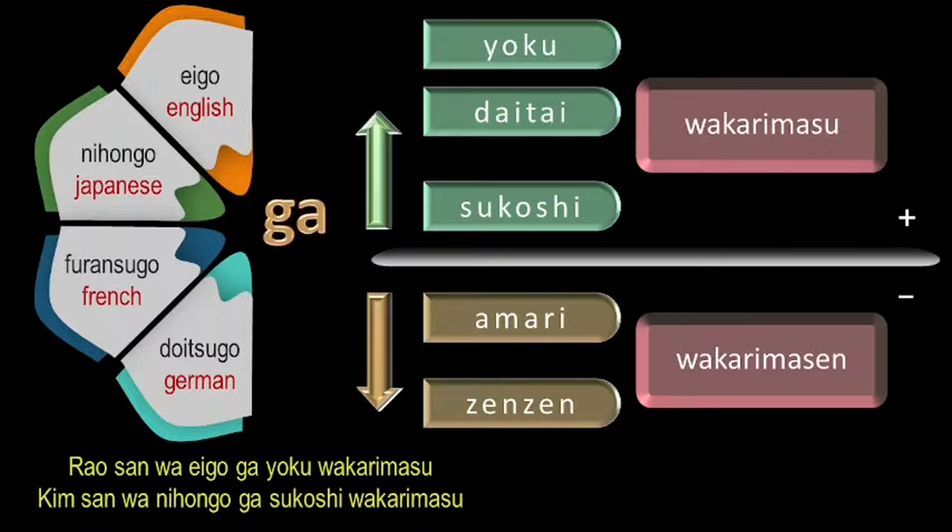Let me give you another example. To say Mr. Aoki doesn't understand French so much, we will use amari, which means not so much. So in Japanese it will be Aoki-san wa furansugo ga amari wakarimasen.